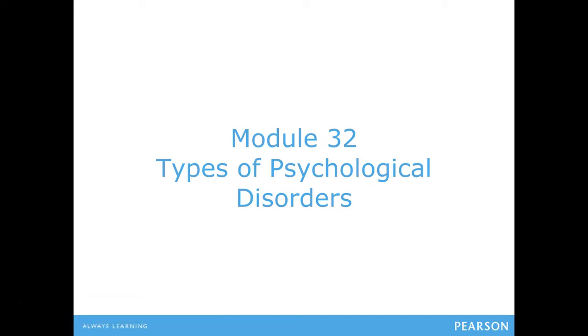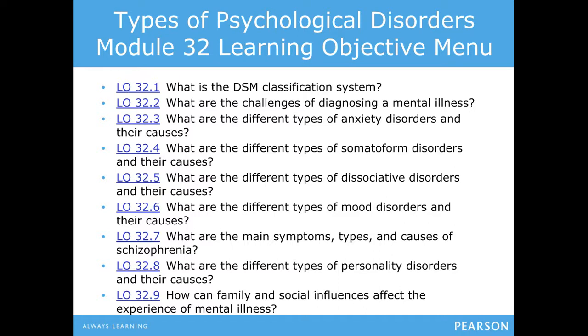So once again, this is going from chapter 13, module 32, types of psychological disorders. I won't be going over every type that's in there. That's too exhaustive. So I'll simply go over the ones I think you should know. First of all, we're going to try and hit lesson objectives 32.1 to 32.4 in this particular lecture. Maybe in the next video we'll get to 32.5, 32.6, 32.7, and 32.8, in addition to 32.9.